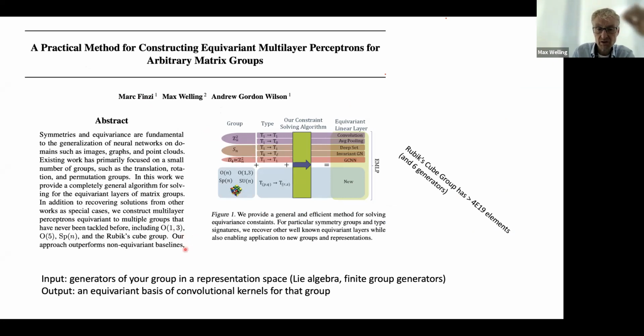You have to supply this with the representation spaces between the layers, the bottom layer and the next layer. You have to choose what kind of representations you like, and you have to tell the algorithm the generators of your group, how they act. And once you've done that, the software will just figure out all the rest for you. It's a very powerful piece of software.